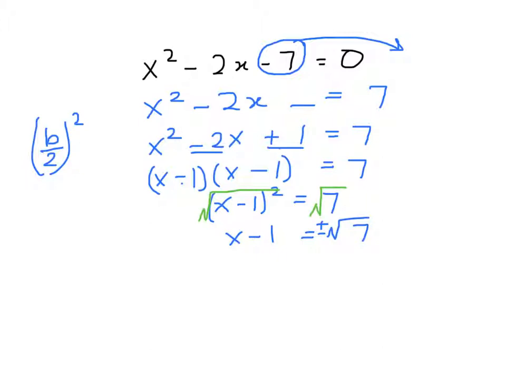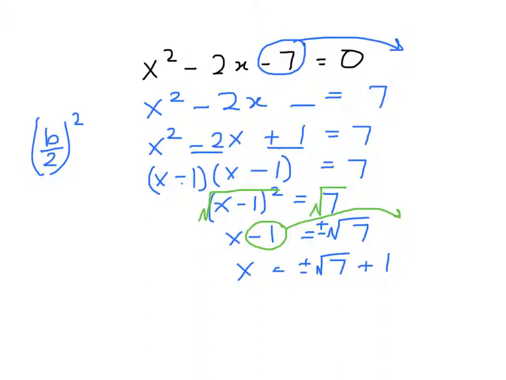And now I want to get rid of my negative 1 onto the other side. It becomes the opposite. So x equals plus or minus the square root of 7 plus 1. And you can leave your answer like that, or you could look up on your calculator what the square root of 7 is. Let's see.